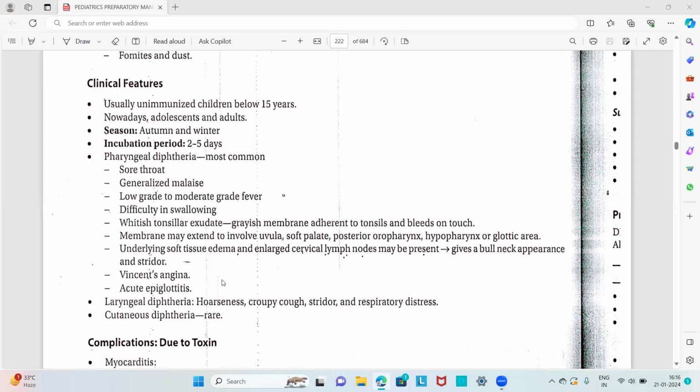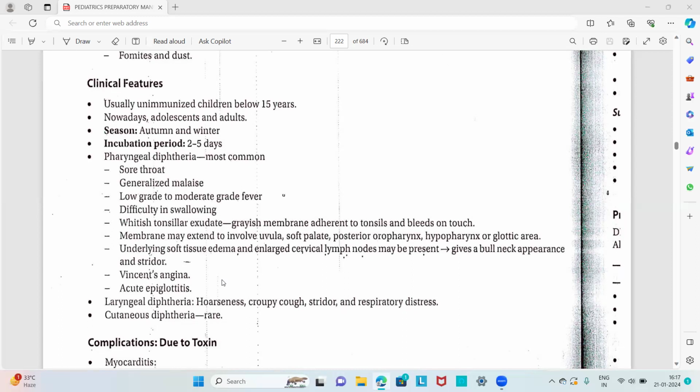Nowadays, adolescents and adults are more prone to diphtheria infection. Usually in the autumn and winter season, there is more chance for diphtheria infection. The incubation period for diphtheria infection is about 2 to 5 days. There are different types of diphtheria: pharyngeal diphtheria, laryngeal diphtheria, and cutaneous diphtheria. The pharyngeal diphtheria is the most common form.